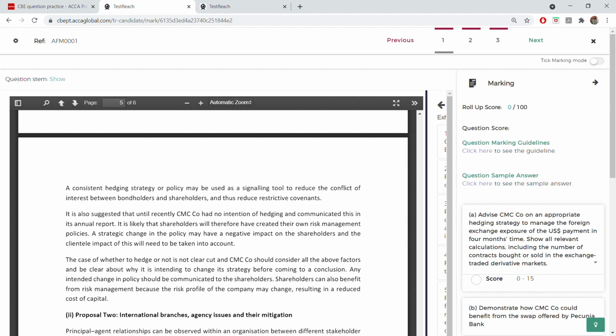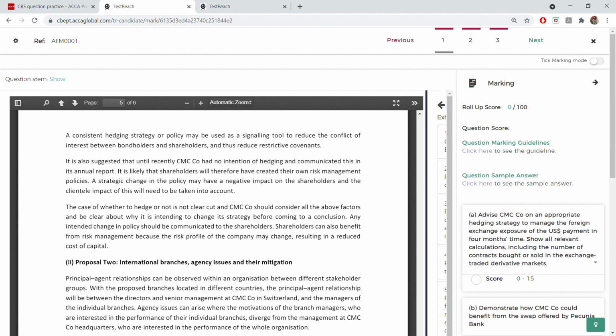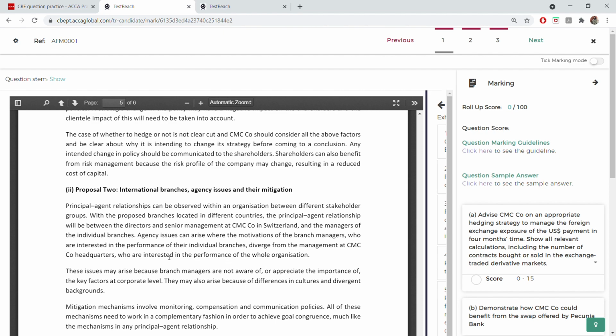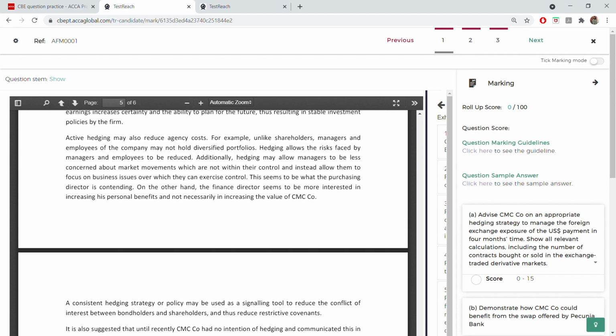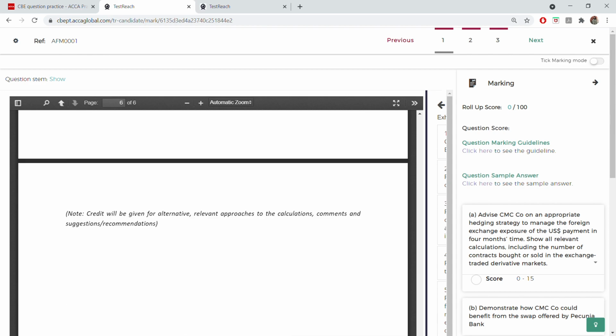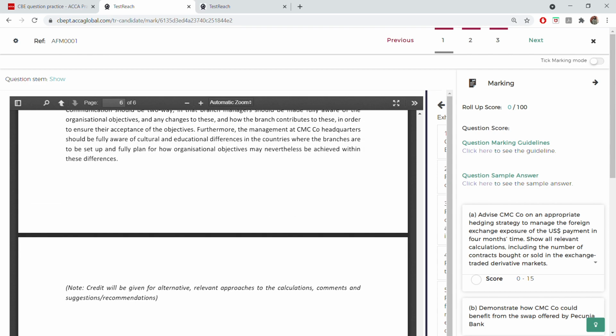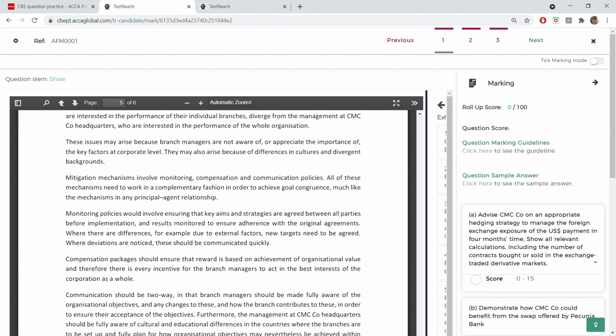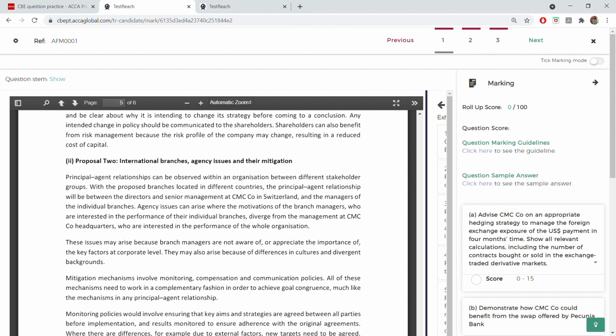Basically, you have to say whether it should be done or not, whether it will increase the shareholders' wealth or not, and also the agency issue. And then proposal 2. Make sure that you write the heading for proposal 2: International branches, agency issues, and their mitigation. Proposal 1 was management of foreign exchange and interest rate exposure. Okay, so you can go through this answer, and you see it's written in different paragraphs.